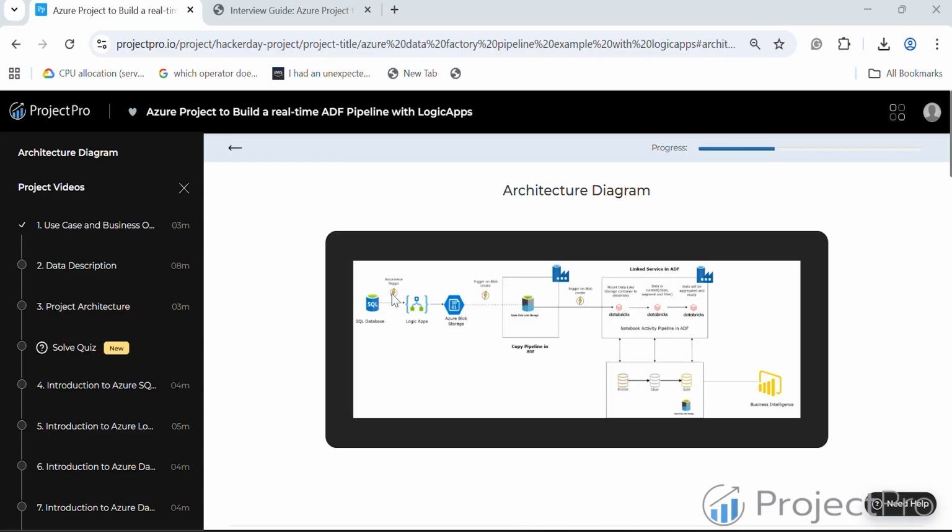So this is the third project in the project series. In the first part, we implemented the Azure Medallion architecture. In the second part, we focused on Azure DevOps, where we built a CI/CD pipeline.